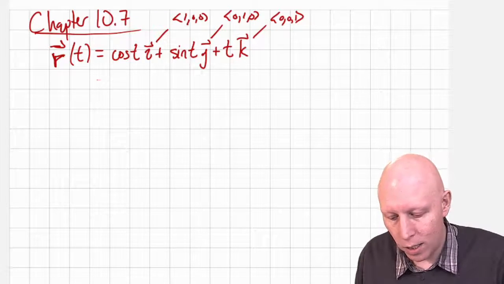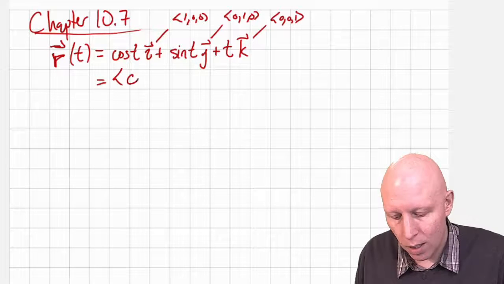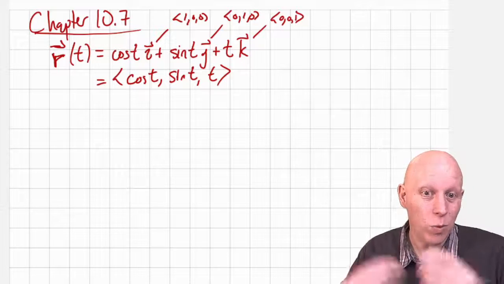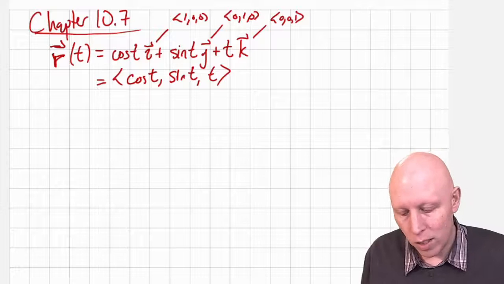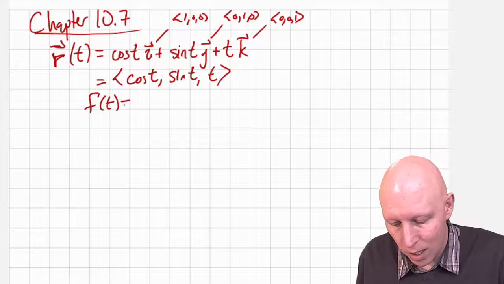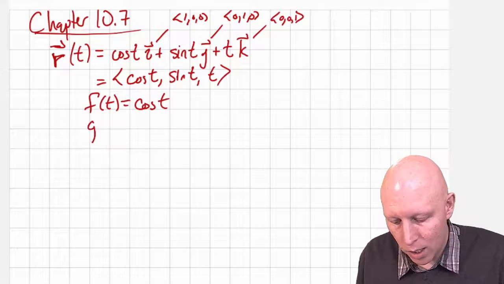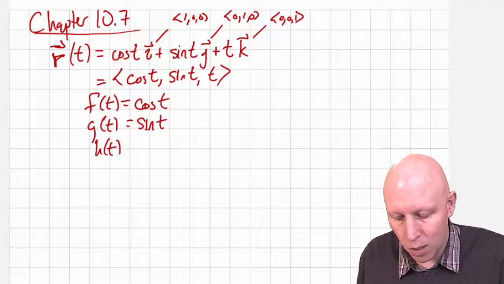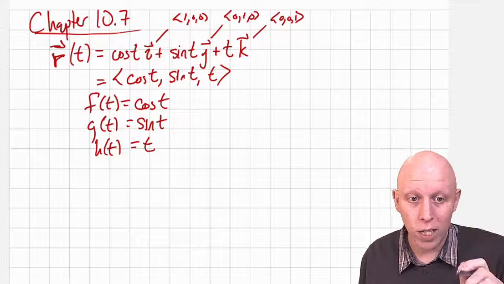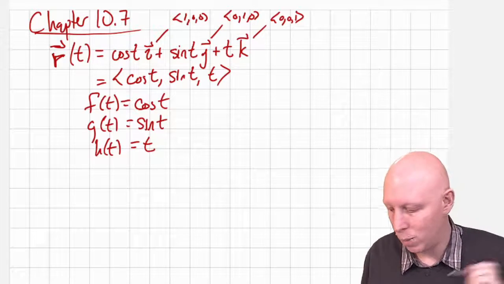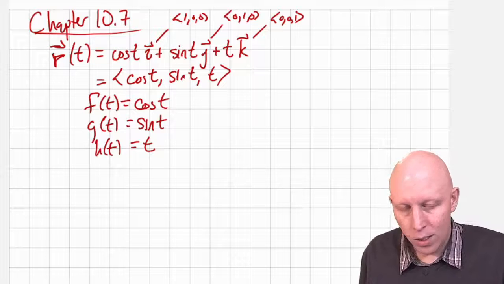So really this equation is the same as cosine t comma sine of t comma t. So this is another way to write that vector. It's also breaking down and showing us that f of t is equal to cosine of t, g of t is equal to sine of t, and h of t is equal to t. We have three coordinates because this is a vector function in 3-space. So what does this look like?